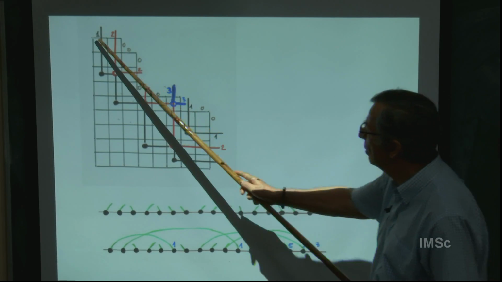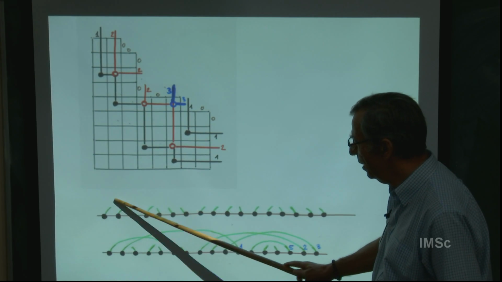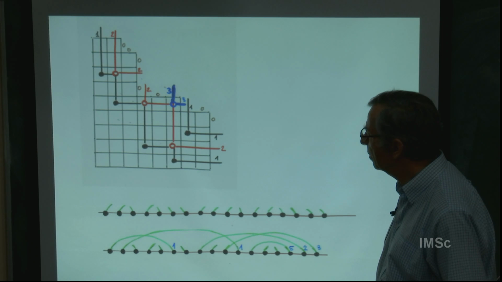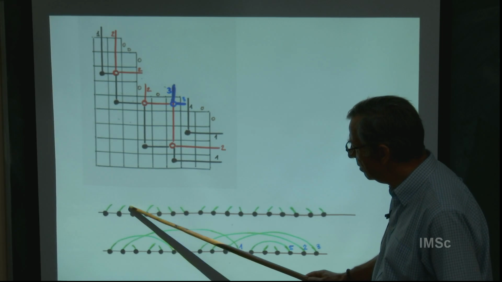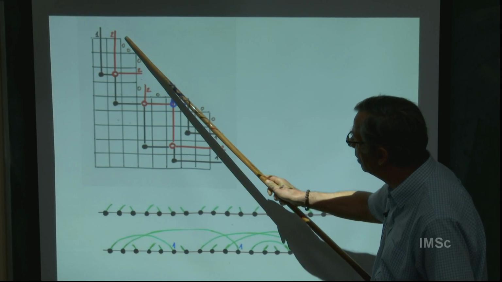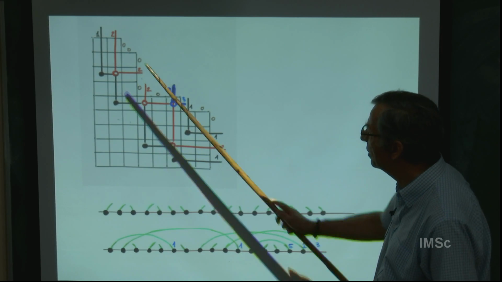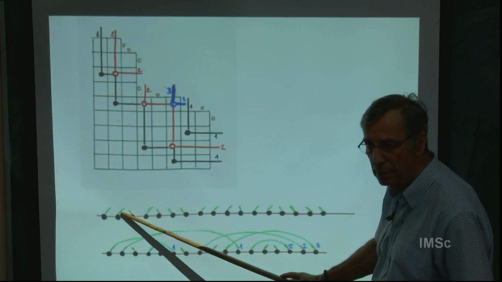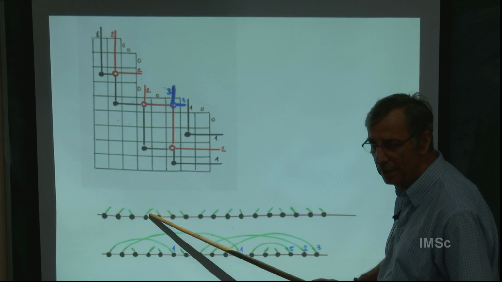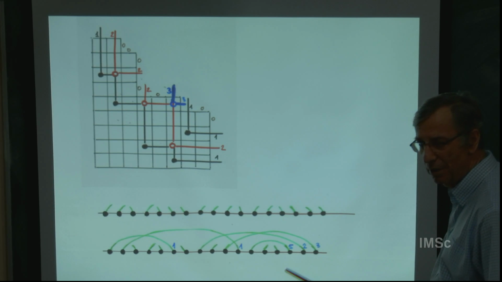Each time you have a horizontal step, you put the beginning of a chord like this, or each time you go down, you put the end of a chord. So you have a certain word. This means horizontal step, vertical step, horizontal step, vertical step. This is exactly what we have done for Hermite history.